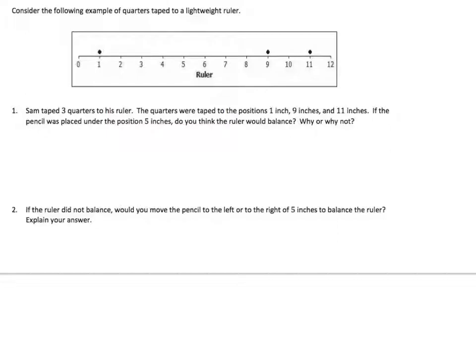So let's look at this. Consider the following example of quarters taped to a lightweight ruler. Sam taped 3 quarters to his ruler. The quarters were taped to the positions 1 inch, 9 inches, and 11 inches. If the pencil was placed under position 5, do you think the ruler would balance? Why or why not? 5 being right there, I don't think so. 5 wouldn't work.